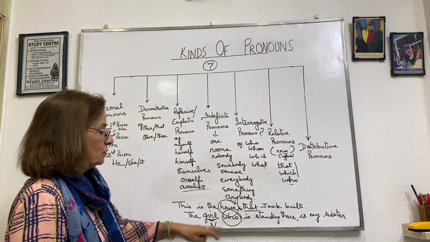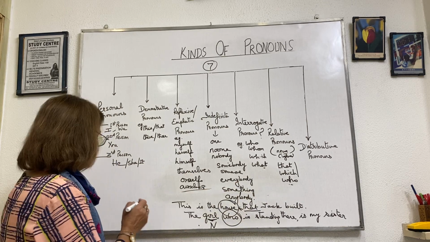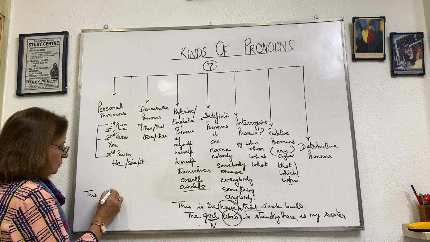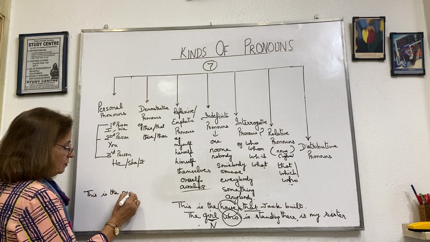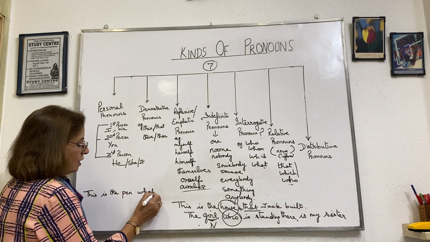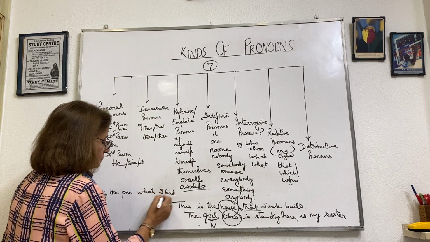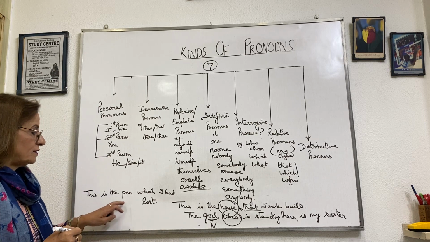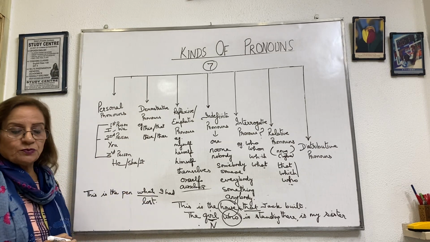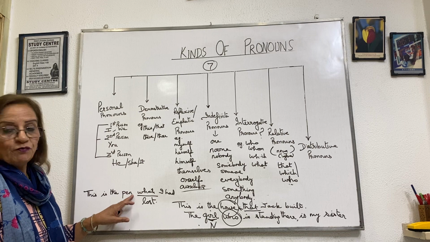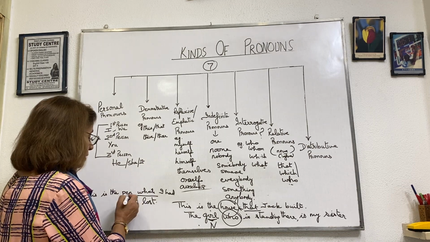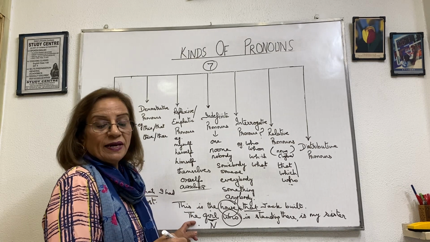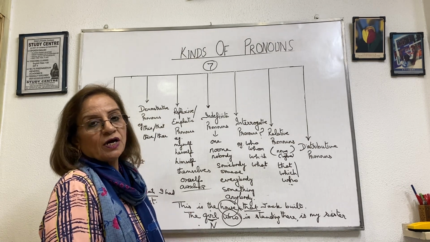Okay. Now use which. This is the pen which I had lost. Okay. This is the pen, and the relative pronoun is which, in which I had lost. Before it, what did I tell you? There should be a noun. Pen. Okay. So this is the pen. Pen is a noun, which I had lost.